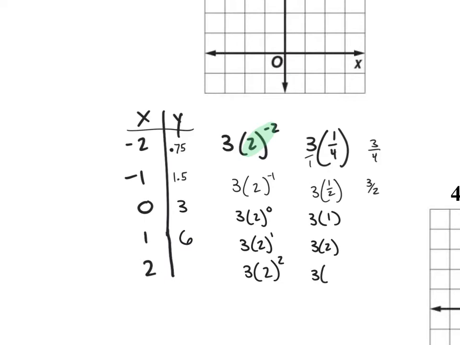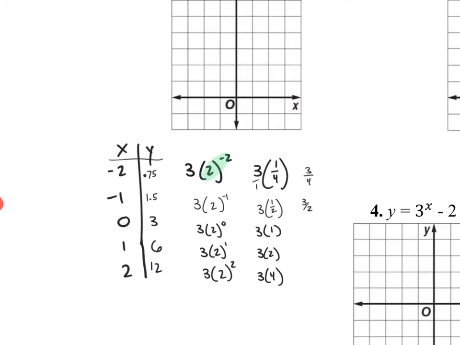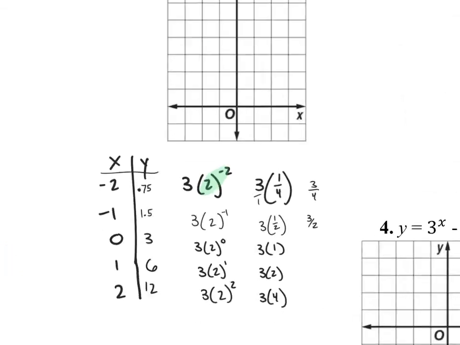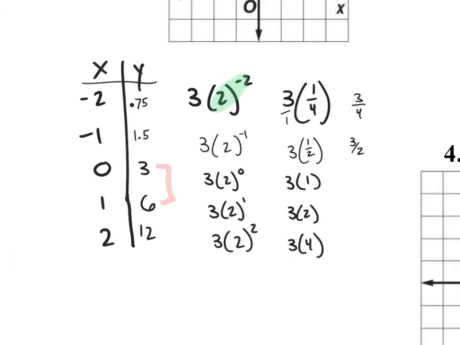And then here, we'll get a 3 times 4 to get a 12. Now, before I even go to graph it, I want us to notice what happened here. The initial equation told us that we were multiplying by 2 over and over again. And you will hopefully see that here.